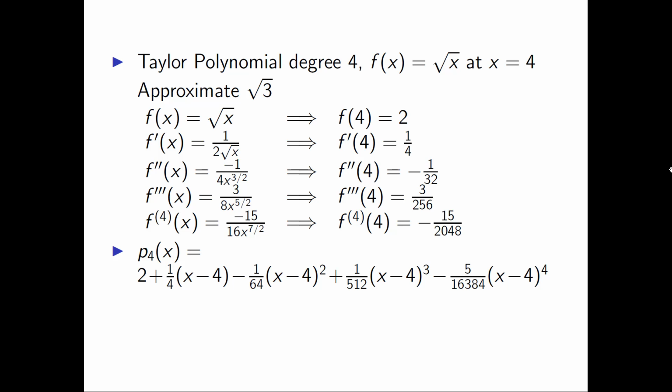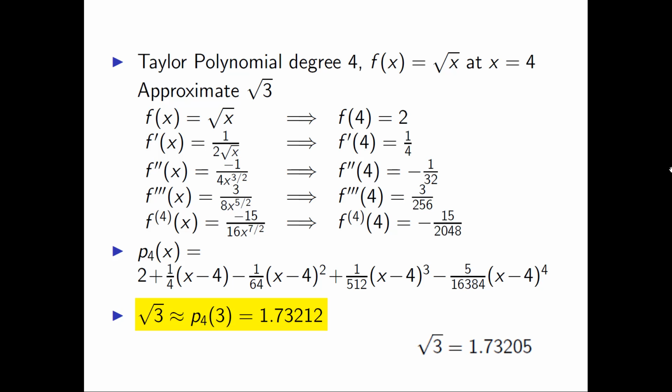Okay, and we did say, well, can we use that to approximate root 3? So let's plug in 3. Let's just basically plug 3 into this equation. Okay, and actually that's pretty simple to evaluate, and we get that if we plug 3 into here, we get 1.73212. Now, just for comparison's sake, the actual value of root 3, if we take it to, let's say, 5 decimal places, is 1.73205. So you can see that this approximation has given us this correct to 3 decimal places. So it's a pretty good approximation.